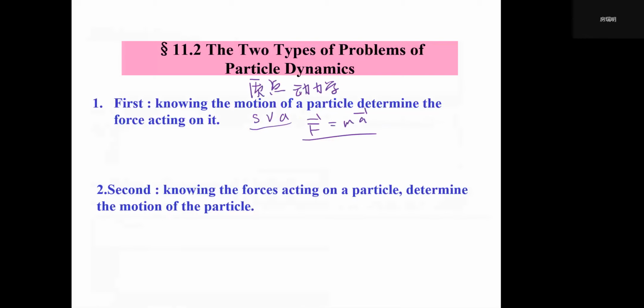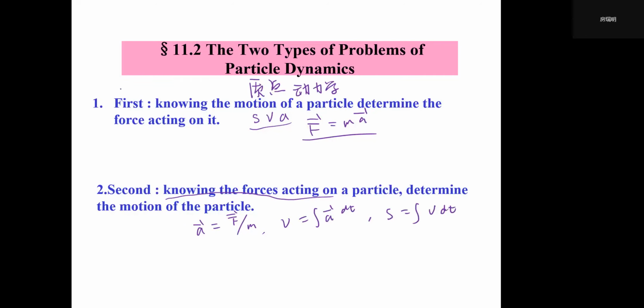The second is knowing the forces acting on the particle, determine the motion of the particle. So once again, we can use A equals F over M. Then we can use V equals the integral of A dt and S equals the integral of V dt to find the motion. So the first is knowing the motion to determine the force acting on it. The second is knowing the forces acting on the particle to determine the motion. You see, it's quite easy.